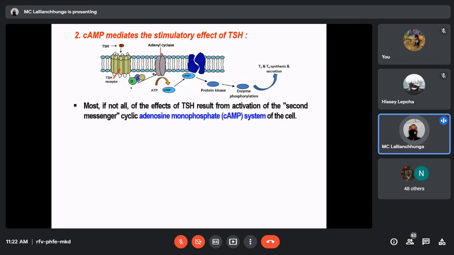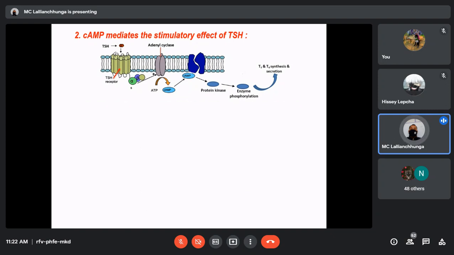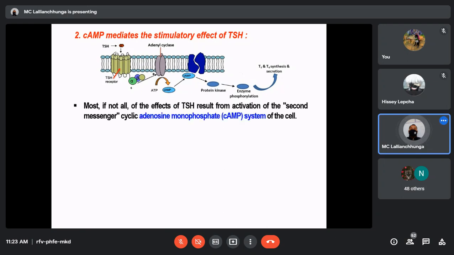So let's see. You know that cyclic AMP is a second messenger. I think we have discussed this a lot. Cyclic AMP and calcium calmodulin are also second messengers. Most, if not all, of the effects of TSH result from activation of the second messenger known as the cyclic adenosine monophosphate system, cAMP system. This you already know.